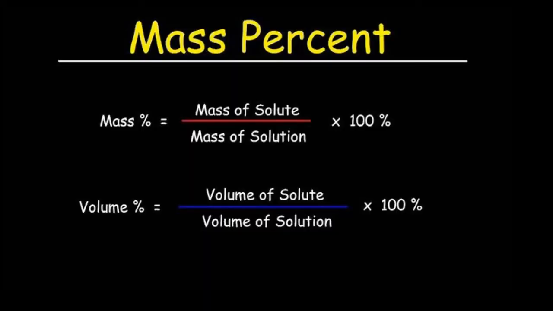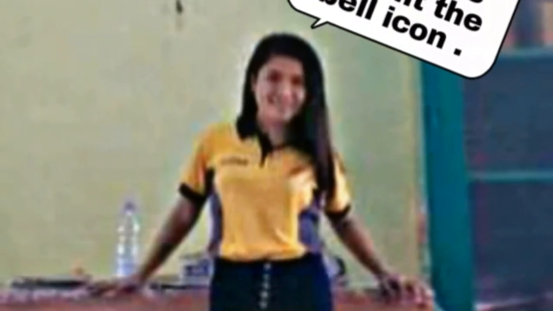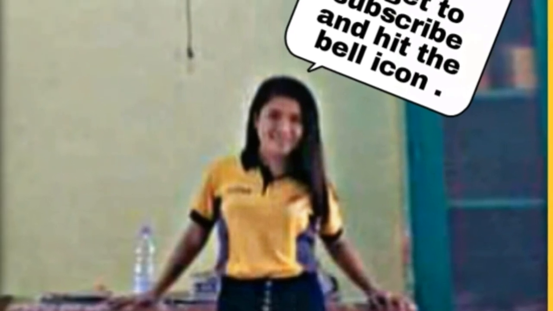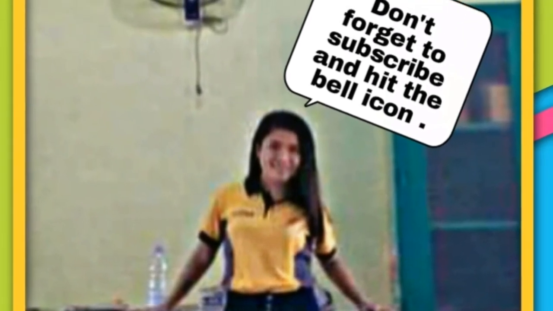Percent by mass, or mass percent, is the mass of the element or solute divided by the mass of the compound or solution. The result is multiplied by 100 to give a percent. On the other hand, volume percent is a measure of the concentration of a substance in a solution. It is expressed as the ratio of the volume of the solute to the total volume of the solution multiplied by 100. Let us now have the calculation for a sample problem on mass percent and volume percent.